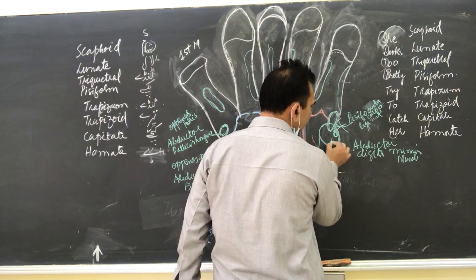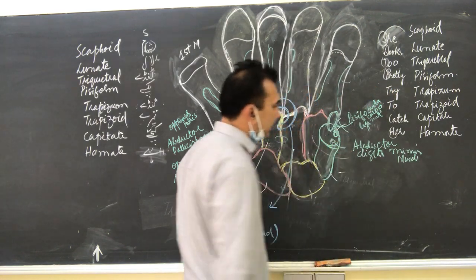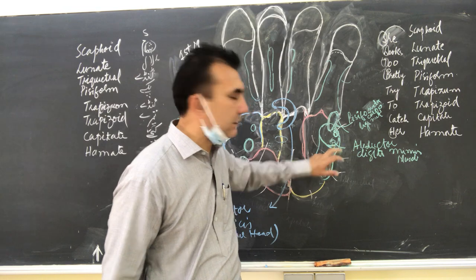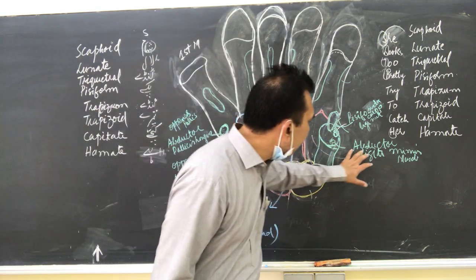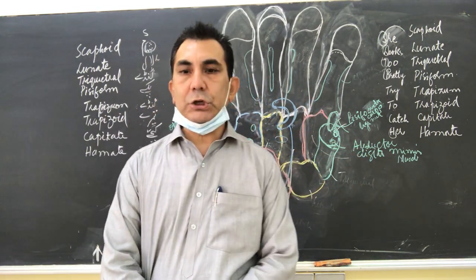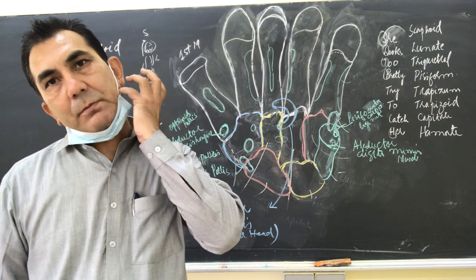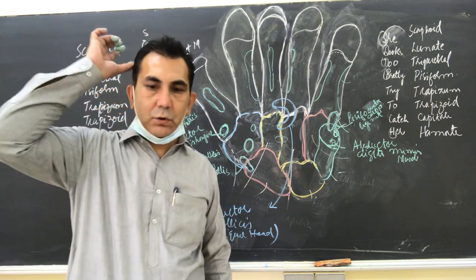Now in the base of the pisiform is another area for the abductor digiti minimi muscle, attached over here.